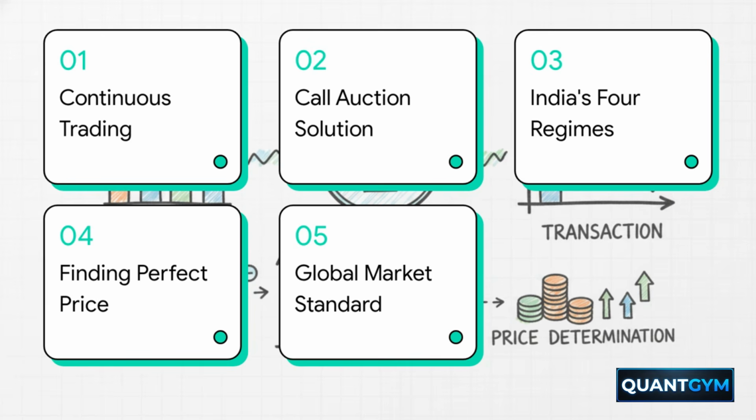Here is our roadmap so you know exactly how we're going to break this all down. First, we'll look at the continuous trading problem, which naturally leads us right into the call auction solution. Then, we'll ground this in reality by exploring India's 4 auction regimes. After that, we're going to get a little quantitative and demystify the math behind finding the perfect price. And finally, we'll wrap up by looking at how this has become a global market standard.